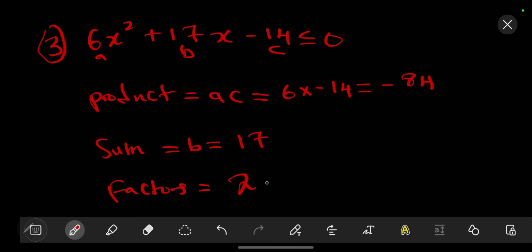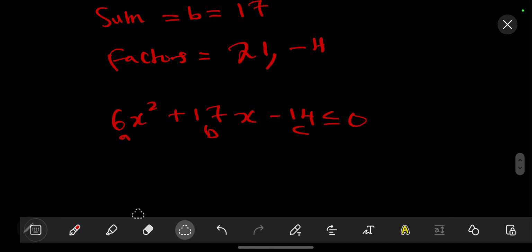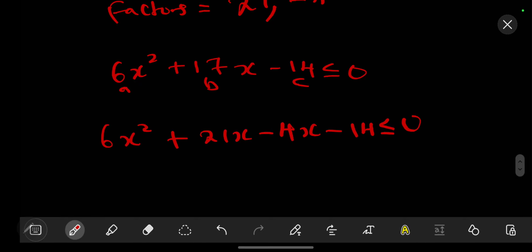So we are going to have a positive 21. If you add it to a negative 4, you are going to have a positive 17, like that. So in this, we are going to put them on our b. So we are going to have our 6x squared. Then we have plus, where there is 17, we can put a 21x. Then we can have a minus 4x minus 14 less than or equal to 0.